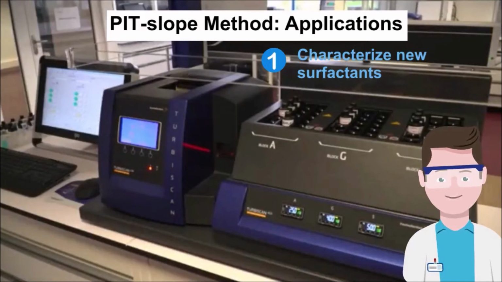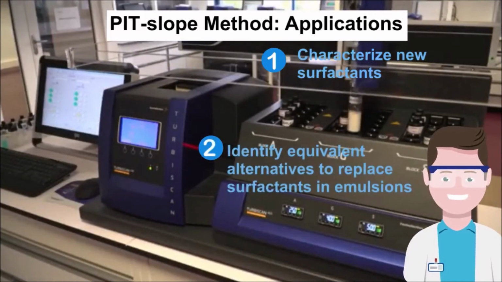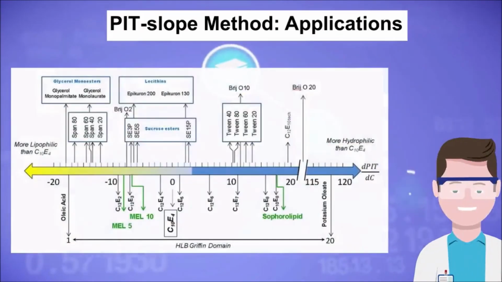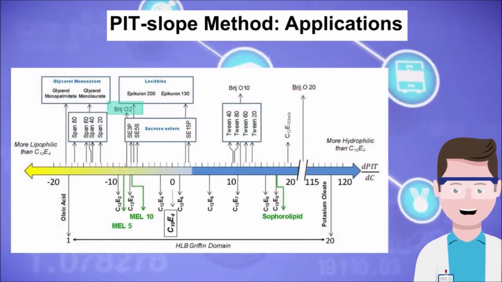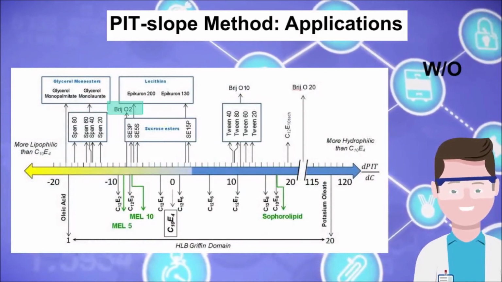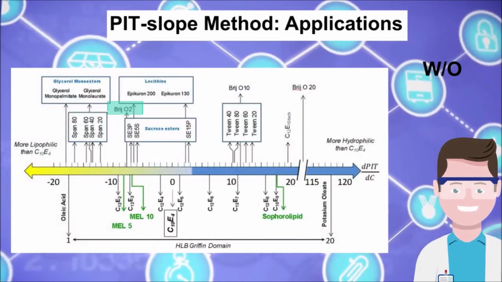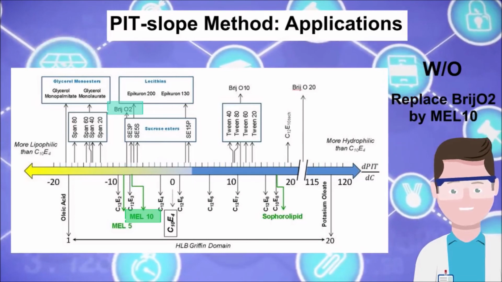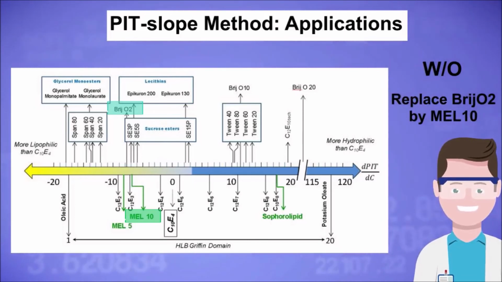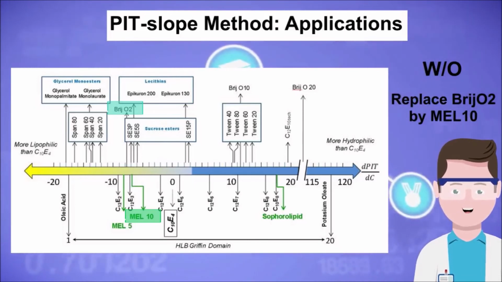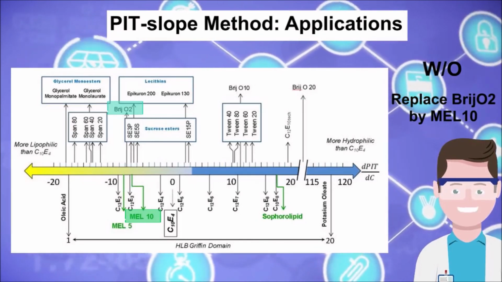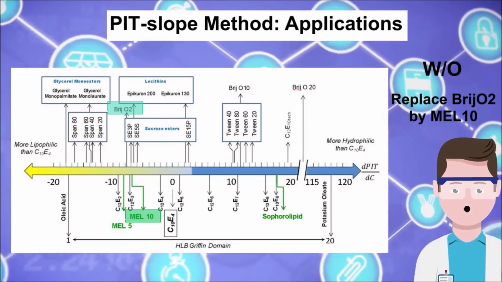A second application of the PIT slope is to identify equivalent alternatives to replace surfactants in emulsions. For example, Brij O2 is a petrosourced surfactant used in the formulation of water-in-oil emulsions. Mannosylerythritol lipid MEL10 can replace it in the formulation because they have similar PIT slopes. Additionally, the structure of the MEL10 allows getting emulsions of isopropyl myristate in water as stable as those obtained with the Brij O2.